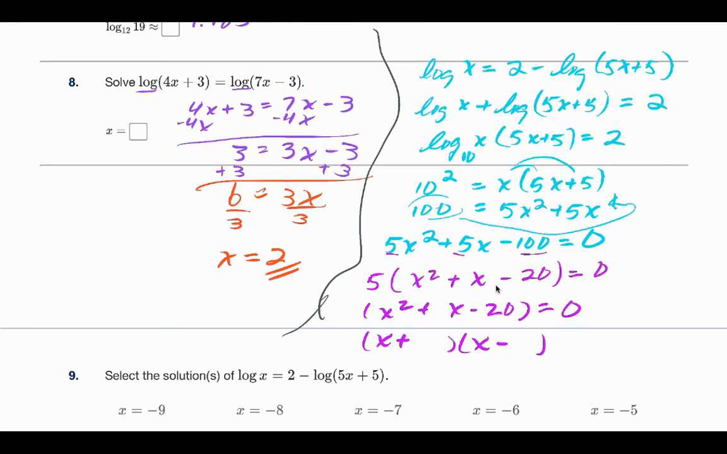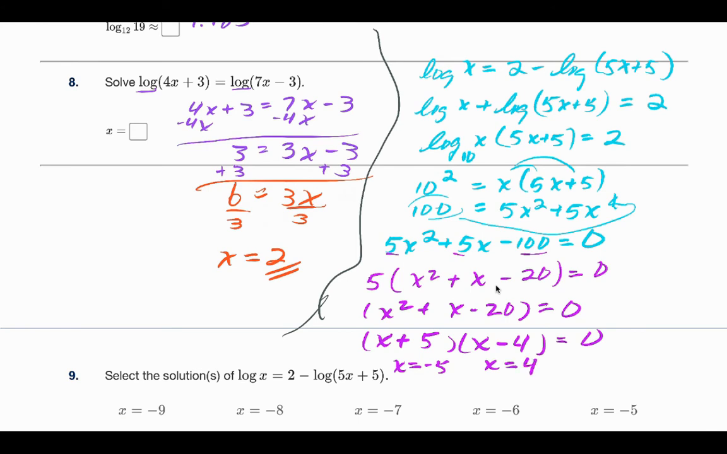Now you just have to think to yourself, what are factors of 20 that will give me a plus 1x? That would give us a plus 5 and a minus 4. Again, 5x minus 4x gives us a positive 1x. Again, we're setting that equal to 0. So by the zero product property, we know that on this first one here, x has to equal negative 5. On this second one, x has to equal positive 4.